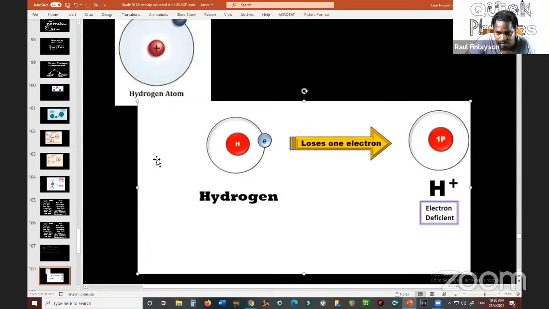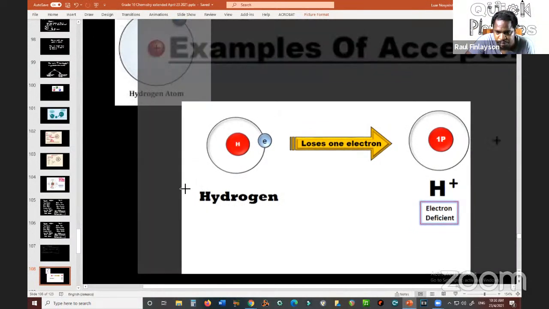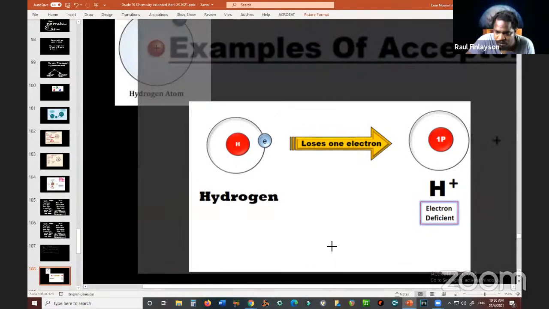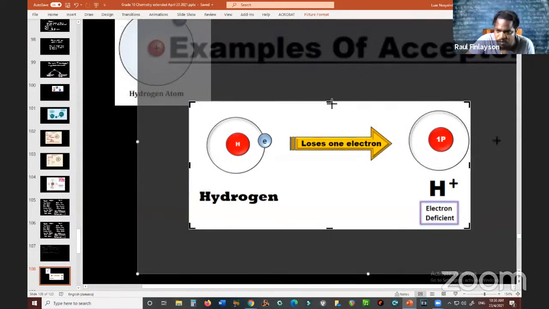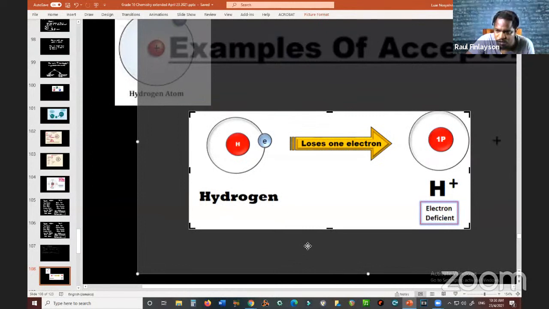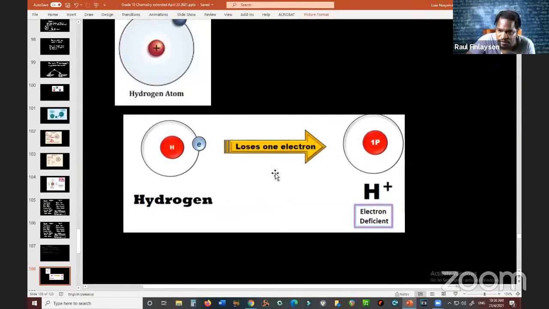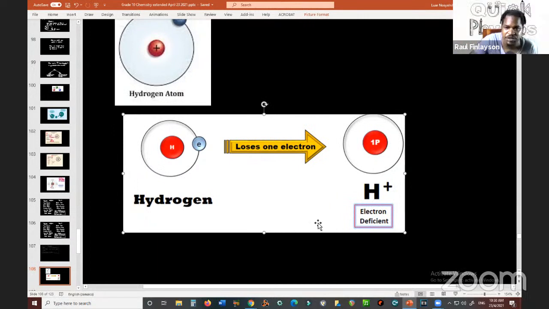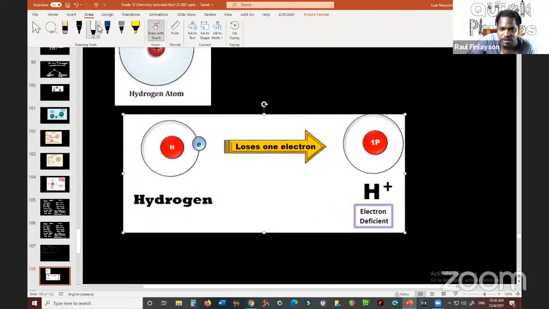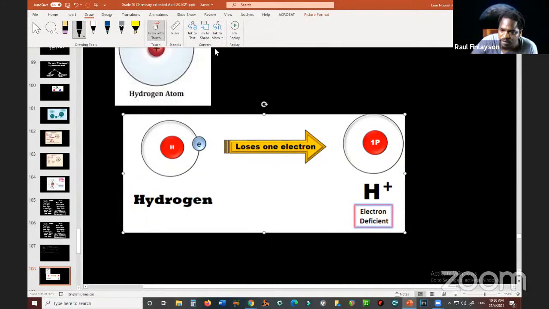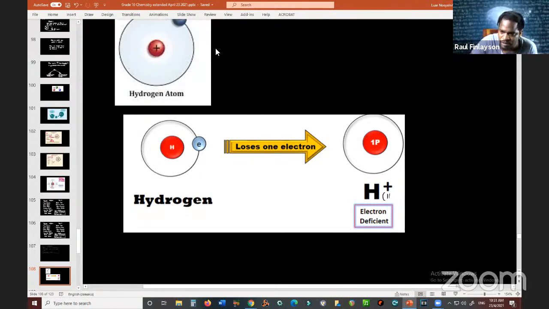So this is hydrogen, guys, and this is how hydrogen behaves. Again, if it loses an electron, it becomes the hydrogen ion. Here, electron deficient means that it's lacking electrons. All right, so there you go. So here is H plus. We realize that the hydrogen ion is actually written as H plus.